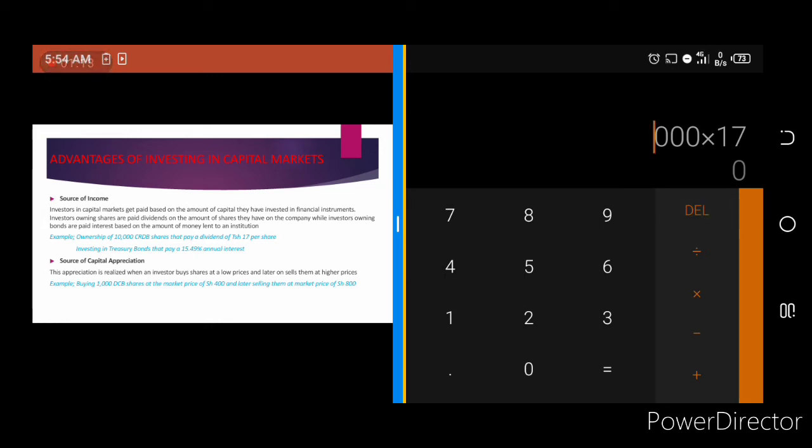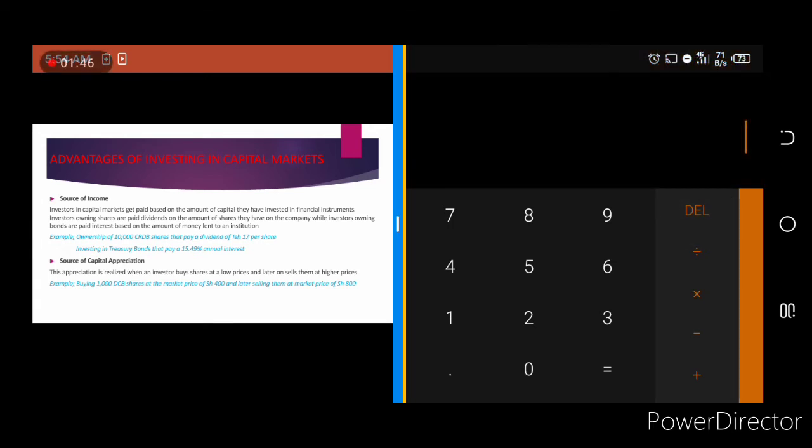So then if this investor were to own, say, 25,000 shares in CRDB, this investor would get paid 425,000 shillings. Unlike a job where your salary is fixed and you have to bargain for it, in the stock market, when you invest in capital markets, using this example of shares, your payments are not fixed. They're based on the decisions you make and how much money you choose to invest in this particular scheme.